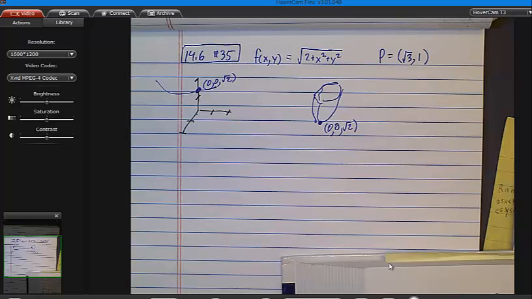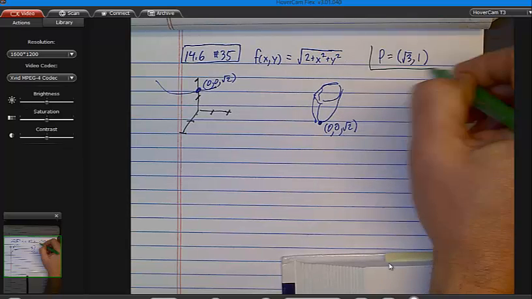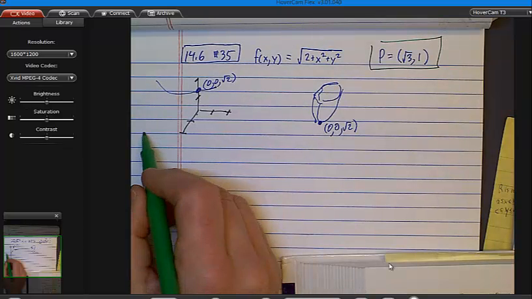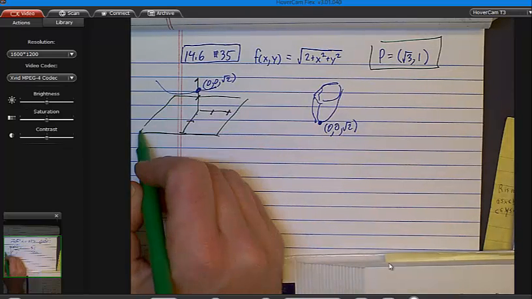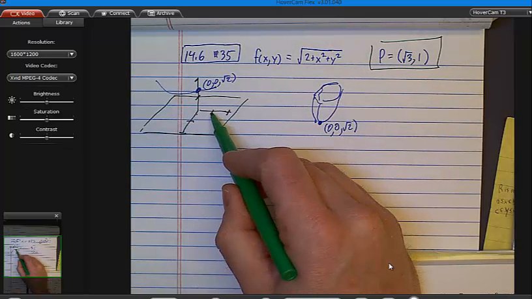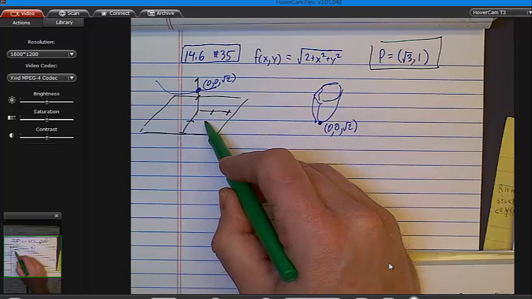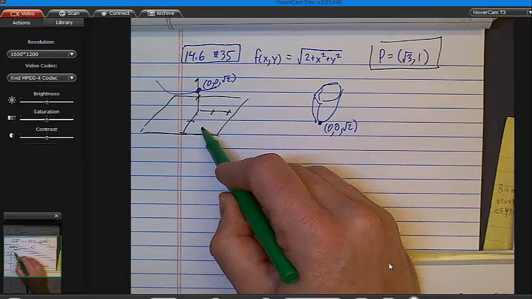Okay. So now the question is, what about that point, square root of 3 comma 1? I'll put that in green. That lives on the xy plane, in my two-dimensional space. And so y is 1, that's this line here. x is square root of 3, so it's a little more than 1, 1.7 or something like that. There's the point P.